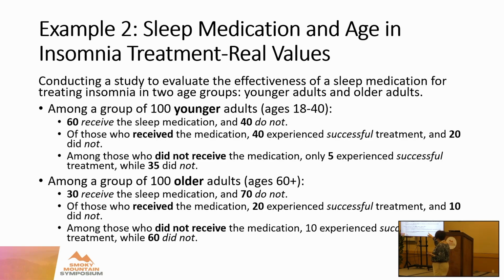Okay, so for this one, of the 100 younger adults, 60 did receive the sleep medication and 40 do not. Okay, so again, this is just a case study. Of those who received the medication, 40 experienced successful treatment and 20 did not. And among those who did not receive the medication, only 5 experienced successful treatment while the 35 did not. So again, these are all the numbers that we're working with.